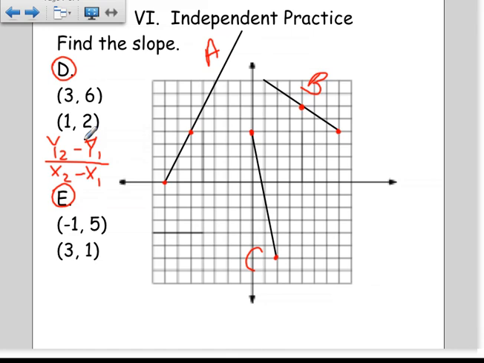If you find the slope correctly for 4 out of 5 of these, you have mastered this and are ready to retake objective assessment 3B.2 through 4. Good luck.